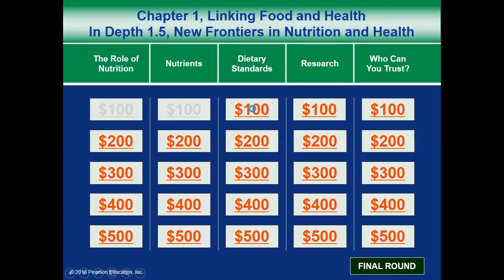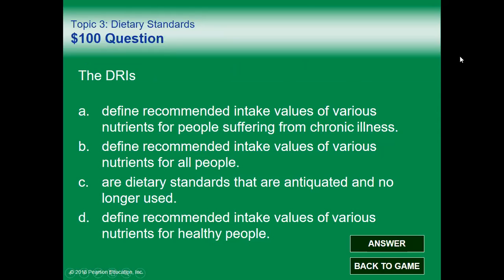Dietary standards. The DRIs define recommended intake values of various nutrients for people suffering from chronic illness; define recommended intake values of various nutrients for all people; dietary standards are antiquated and no longer in use; define recommended intake values of various nutrients for healthy people. The last one. Okay, good.